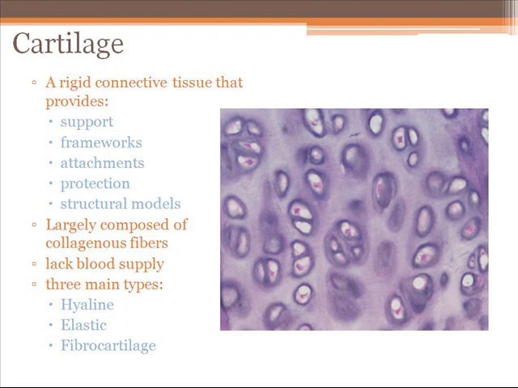hyaline, elastic, and fibrocartilage. Hyaline cartilage is found at the ends of long bones as growth plates that harden as we age. It's the most common form. Elastic cartilage is more flexible and makes up our ears and pharynx. Fibrocartilage is very tough and absorbs shock. It is found between the vertebrae of the spinal cord, the knees, and the pelvic girdle.